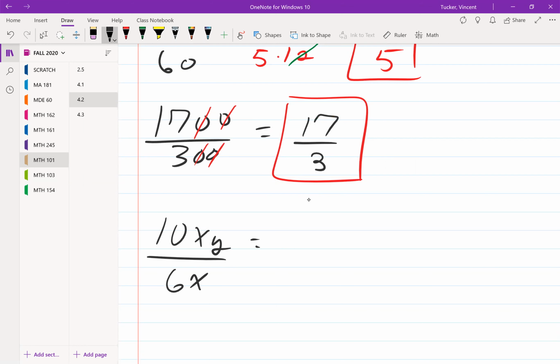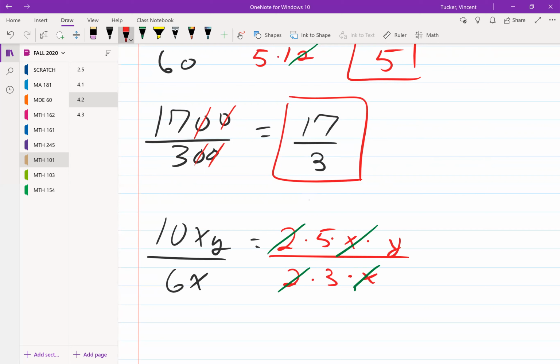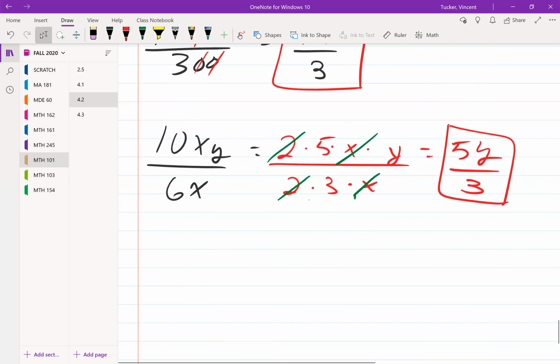Here we have variables involved. We know 10 is 2 times 5. 6 is 2 times 3. So we know our 2's will cancel, but also these x's will cancel, leaving you with 5y over 3. All right, we do one more.